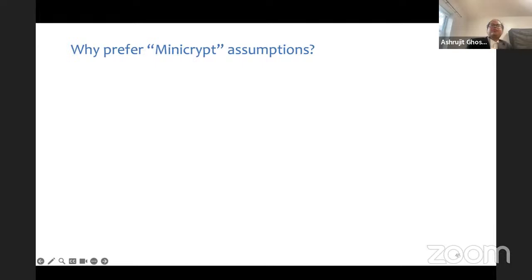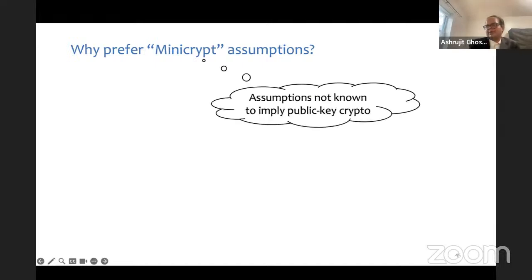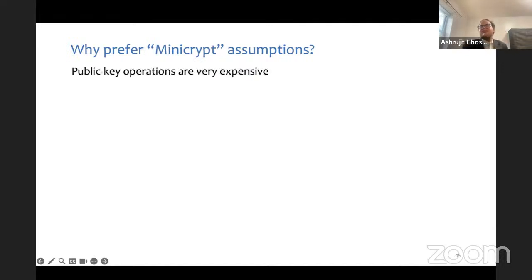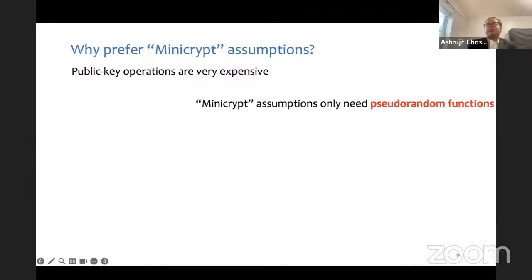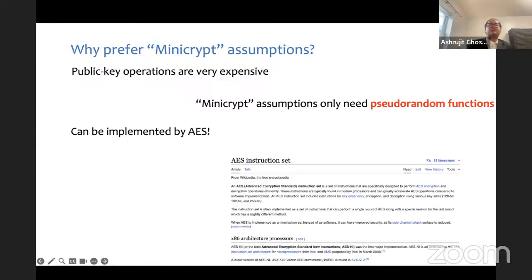So instead, we want constructions from minicrypt assumptions. These are assumptions that are not known to imply public key cryptography. One of the reasons we prefer these constructions is because public key operations are very expensive and we want to avoid them. Moreover, minicrypt only requires pseudo-random functions, and AES can be used to implement pseudo-random functions. Most modern CPUs support the AES instruction set, meaning that AES operations are extremely fast. Therefore, constructions based on minicrypt assumptions are concretely efficient.